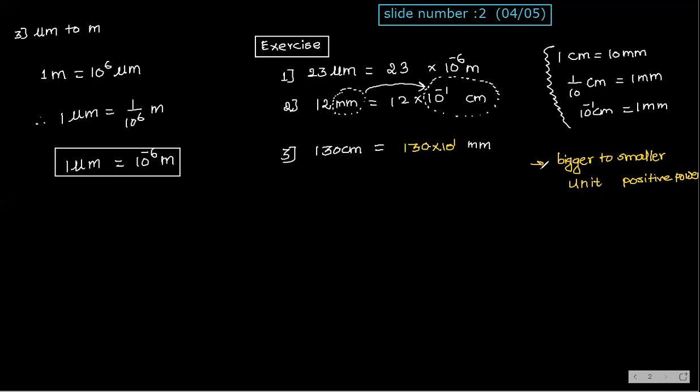And when you are going from smaller to bigger unit, then what happens? Negative power. Negative power, remember. So this is 130 into 10 to the power 1 millimeter.